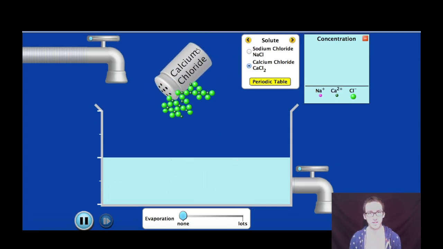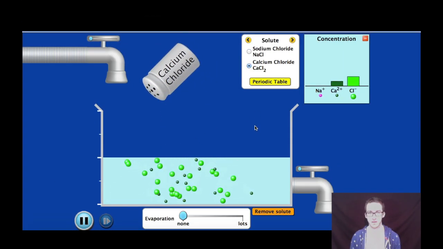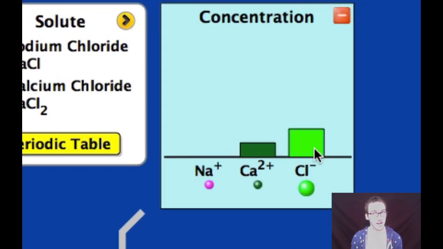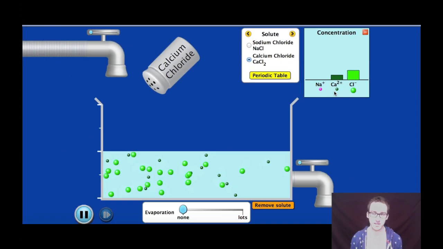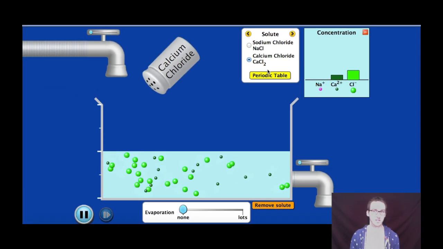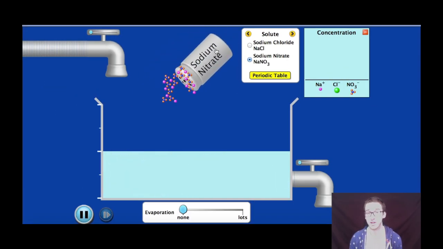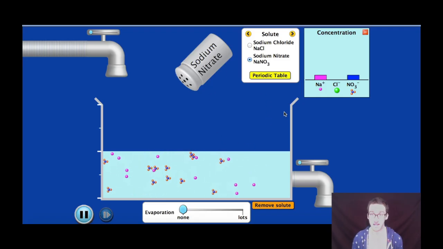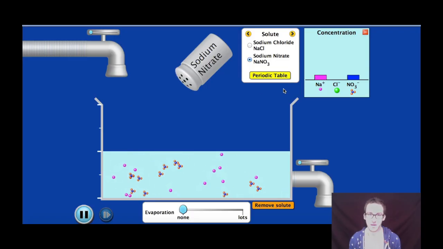Notice though, with calcium chloride, when this solute dissociates in solution, I'm going to get twice the amount of chloride ions as calcium ions because of that 1 to 2 ratio that we see in the original calcium chloride formula. Keep in mind that this also applies to ionic compounds that have polyatomic ions. Notice, for example, in sodium nitrate, we have a 1 to 1 ratio of sodium ions to nitrate ions.